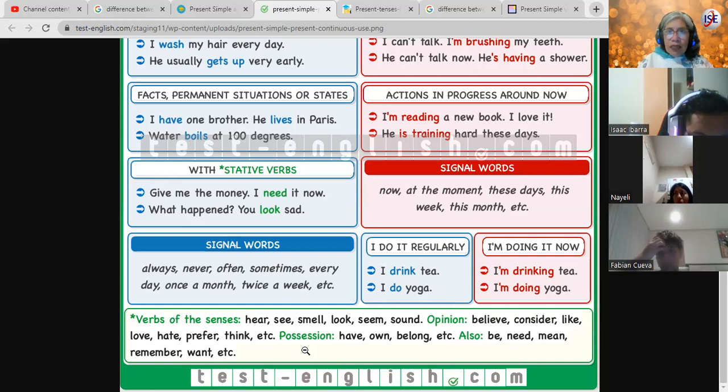Hello, Fabian. Good evening. We're talking about the difference between present simple and present progressive, okay? What does it mean? Stative verbs are contrary to action verbs. Los stative verbs no indican ninguna acción, sino una sensación o un sentimiento o un pensamiento.